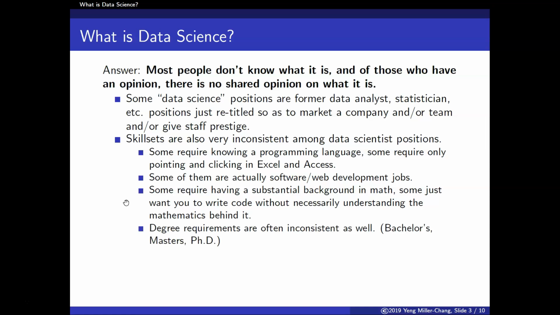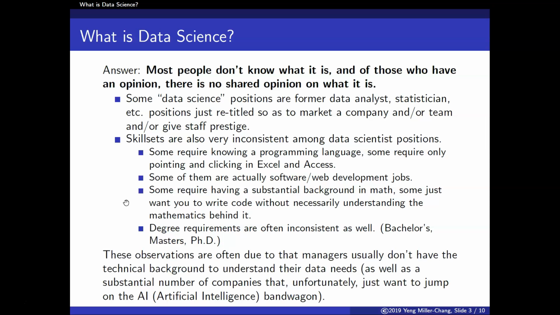Degree requirements are also inconsistent as well. Some data science positions will happily accept applicants with a bachelor's degree. The majority of positions I've seen require at least a master's degree, and there are some research-intensive roles that require a PhD. To say the least, in my opinion, trying to define what data science is cannot be done in the current environment and isn't something I'm going to try to pursue in this class.